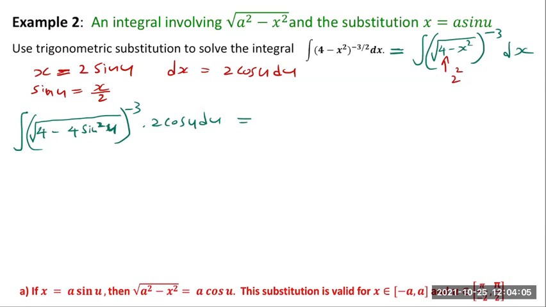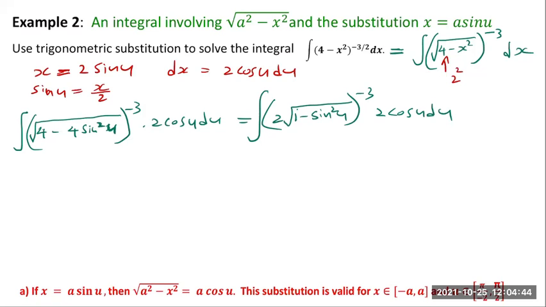Okay, let's simplify this further. As you can see here, you have a square root, and you can pull out this 4 outside of the square root, then it becomes 2. Then you have 2 times the square root of 1 minus sine squared u, to the power minus 3, integration 2 cosine u du. That's what you have.